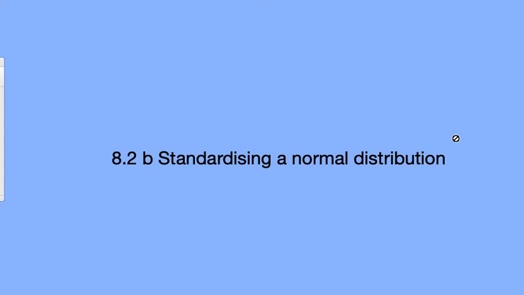Okay, we've been learning about the standard distribution, and let's just recall what we've already learned. We've learned that the standard distribution is anything that takes this form. So we've got mu is our mean, and this is our standard deviation.